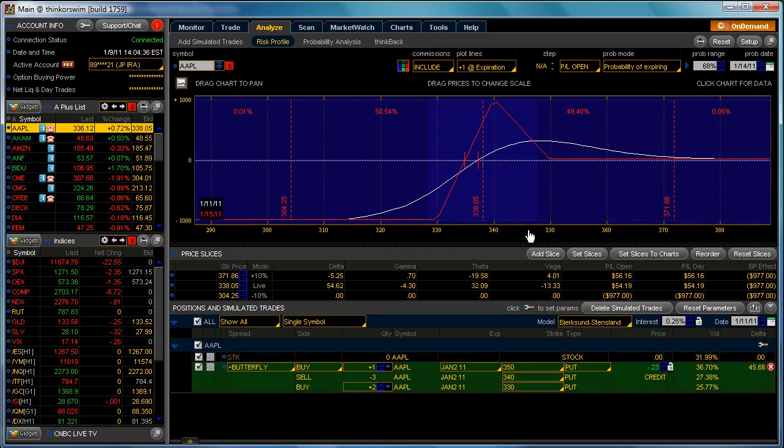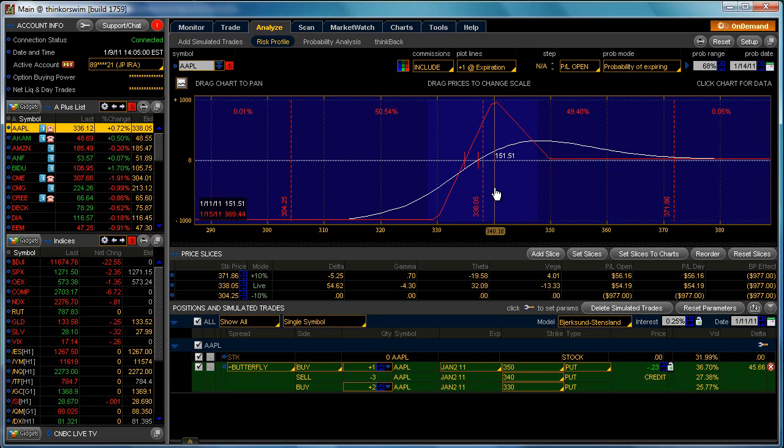What does the risk profile look like? Well, we can see that if it goes up to 340, we're risking $984, which is more than we were risking with the regular butterfly. But if it takes off on us, we're not going to lose any money. Actually, this $15.50 will about pay for our commissions. But you can do even better than this.